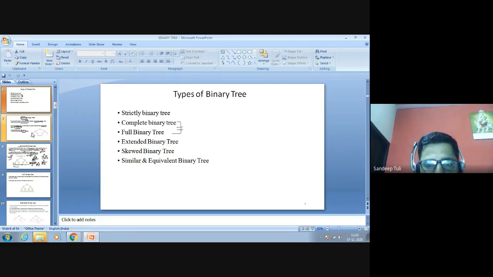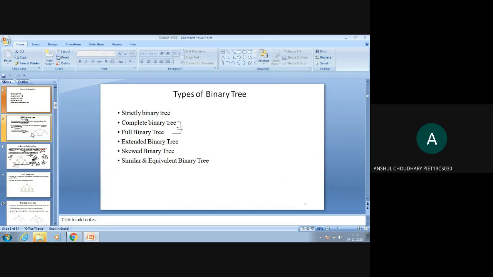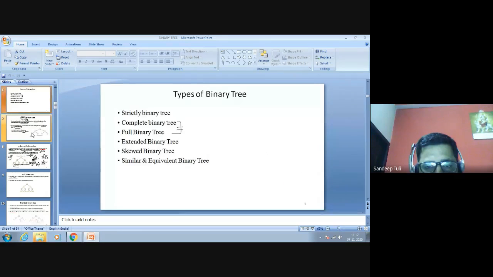Then we started the types of binary trees: strictly binary tree, complete binary tree, full binary tree, extended binary tree, skewed binary tree, and similar and equivalent binary tree. I think we have covered the first 3. Yes, sir. So what is a strictly binary tree? Can anybody tell me what is a strictly binary tree?